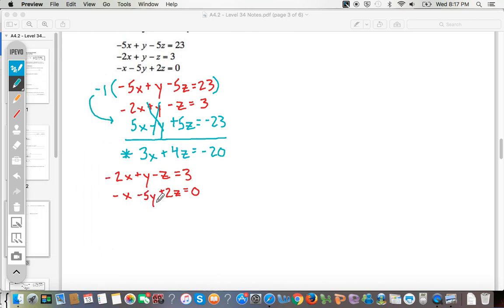So I have a negative 5y down here. So I'm going to multiply this top equation right here by 5. That would get me a positive 5y right here, and I'd be able to cancel or eliminate those y's. So parentheses, my 5 right there, and I'll move it right down here. So 5 times negative 2x is negative 10x. 5 times y, as we just discussed, is 5y. And 5 times negative z is negative 5z equals 5 times 3, which is 15.